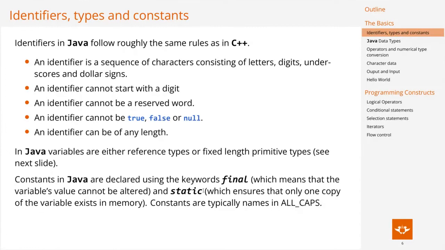It cannot start with a digit. So there's special rules that say you cannot start an identifier with a digit. You cannot have the digit 0 and then a name of a class. It has to be a letter first and then digit afterwards.